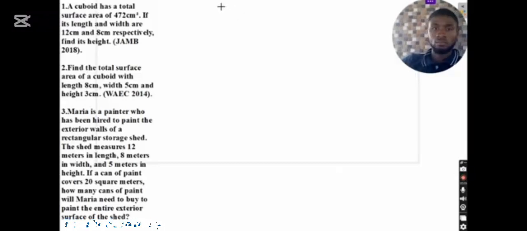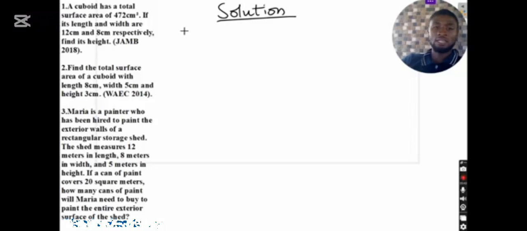So let's take the solution now. Having known that we are talking about total surface area of a cuboid, because Maria has been hired to paint the exterior walls of a rectangular storage. The rectangular storage makes us know that the dimensions of the shed are rectangular, and if it's rectangular it has to be a cuboid, covered in four walls, right?